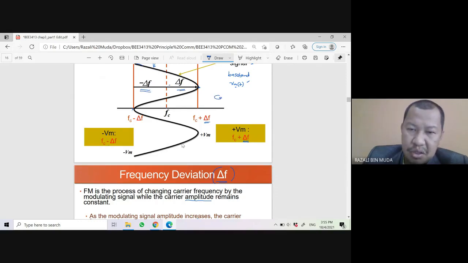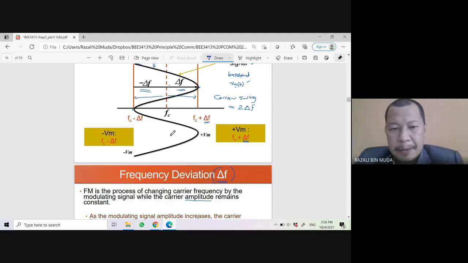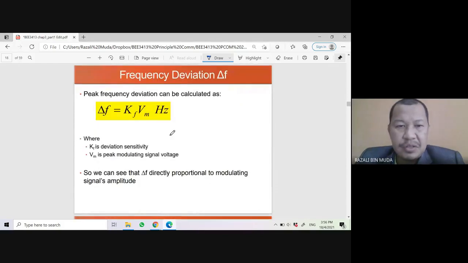Carrier swing in terms of frequency is equal to double delta F. Double meaning from here, one here, and another one here. So 2 delta F. Okay, frequency deviation.